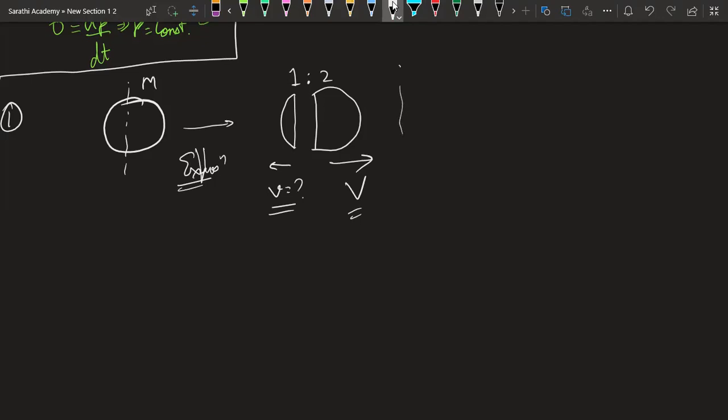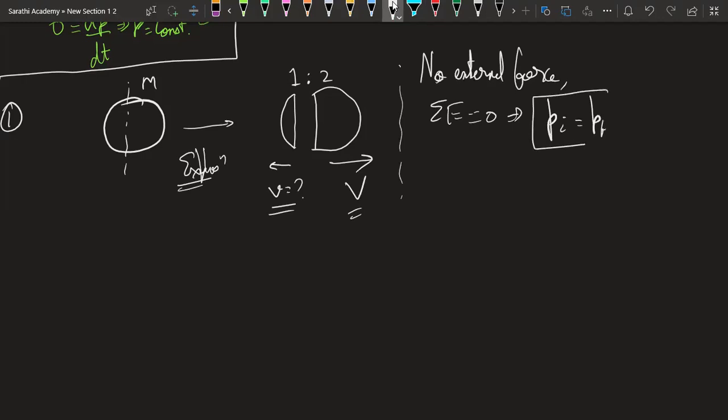Now we know that because there is no external force, we can say that the sum of all forces equals 0. That means the momentum of the body is conserved. Initial momentum equals final momentum. So the initial momentum of the body, because it was at rest, will be 0. Final momentum will be small m, mass of the first part, into velocity v.